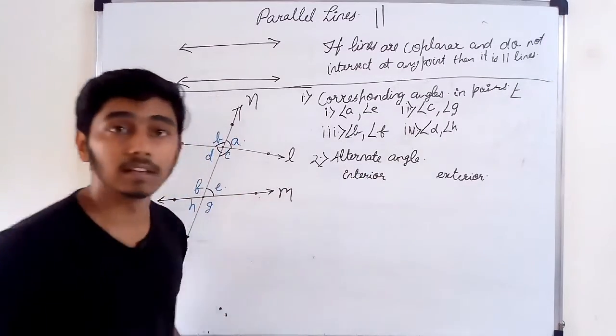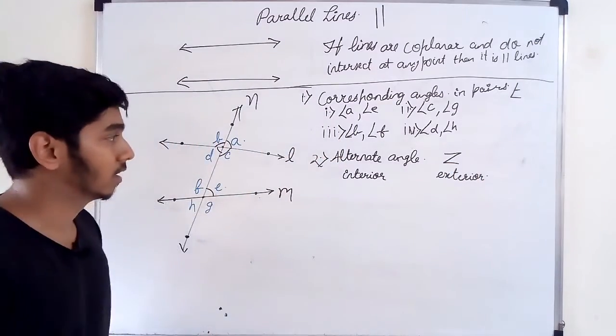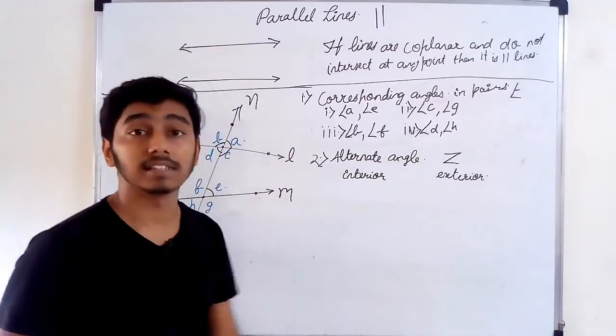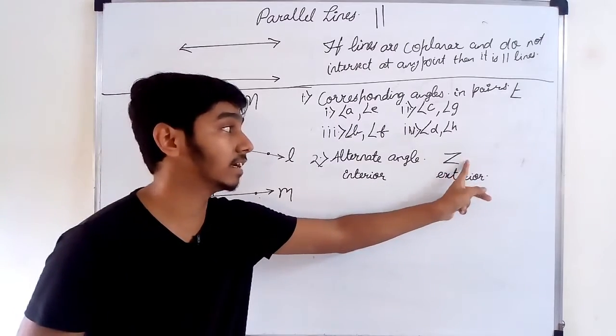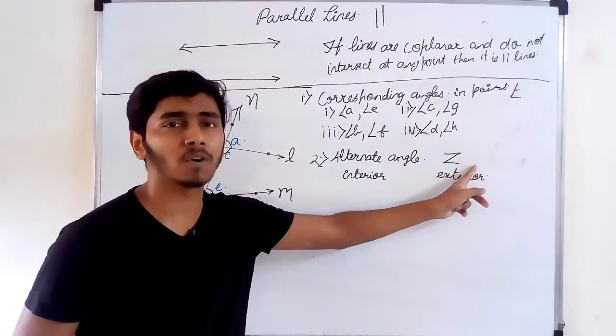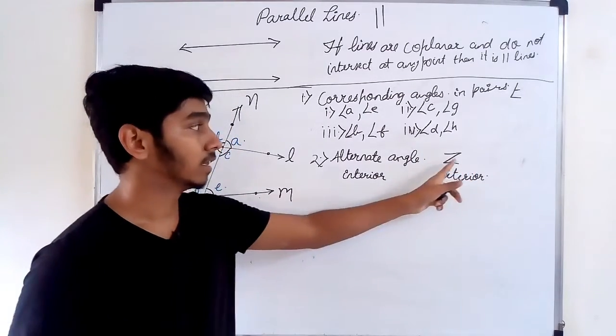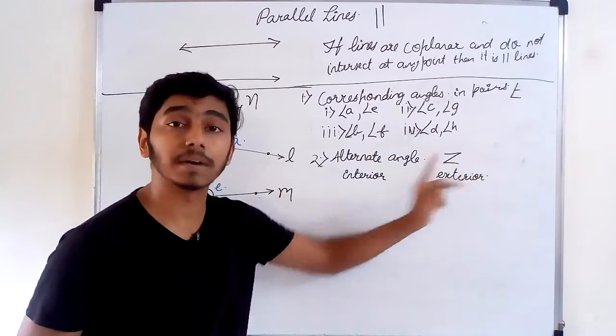For alternate angle, you can remember a Z. Okay, so let's see, where is this Z formed? Why are we saying that it should be represented by Z? Okay, this you cannot write in your exam or anywhere else. This is just for your understanding, that alternate angle is represented by Z.